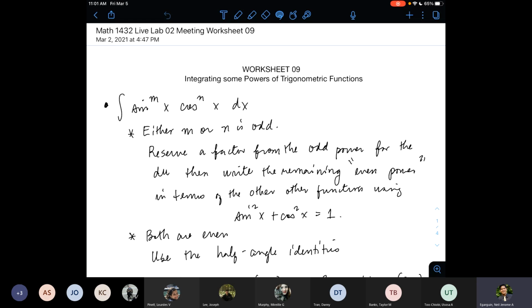Okay, good morning, everybody. Today my plan is actually to finish discussing integration of some powers of trigonometric functions.